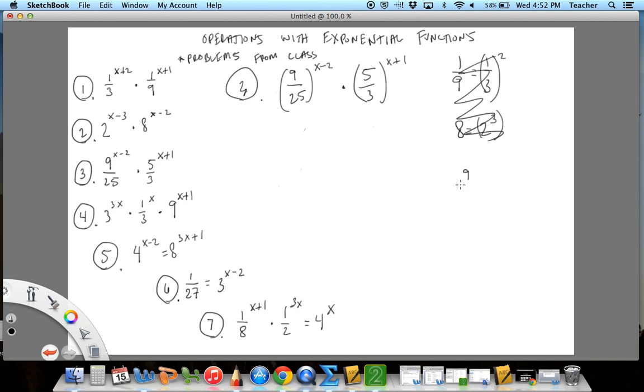9/25 is equal to 3 squared over 5 squared, which in turn, by one of the rules on your paper, I could say is (3/5) squared, correct? That is a rule: when we take a fraction to a power, we can distribute that power to each numerator and denominator, which helps me simplify this thing.